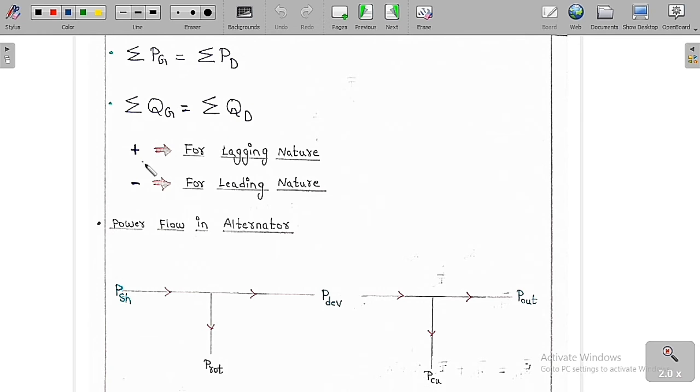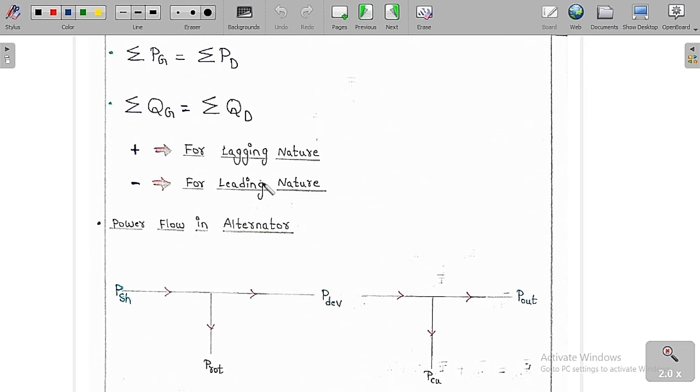I have already told you, we have to use the positive symbol for the lagging nature, and minus for the leading nature. Suppose you take the voltage as a reference phasor; for a lagging load, the current is going to lag. So let me assume V bar is equal to V at an angle of 0 degrees, and I bar is equal to I at an angle of minus theta. If you take the complex conjugate, we take V into I at an angle of minus theta whole conjugate. Then we are going to get V into I at an angle of plus theta. Therefore, plus is used for the lagging nature, minus is used for the leading nature.